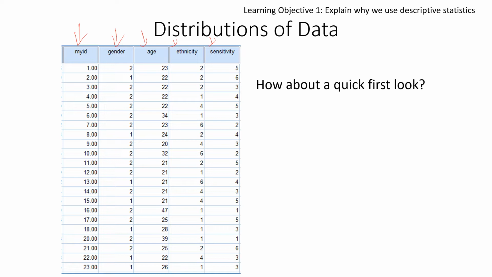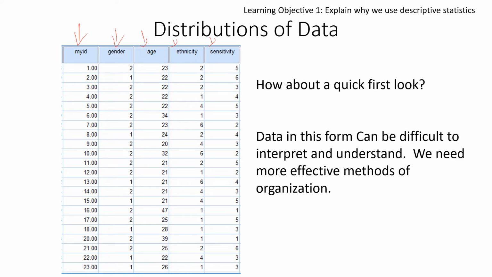But what if you had 1,000 participants or 10,000 participants? Let's say you were looking at census data. Just looking at this first look really doesn't give you enough information about what you're seeing. So data in this form can be difficult to interpret and understand. What we need is a more efficient way of organizing it. Rather than just having numbers spread out throughout the data set, we need a clearer way to read and understand it.